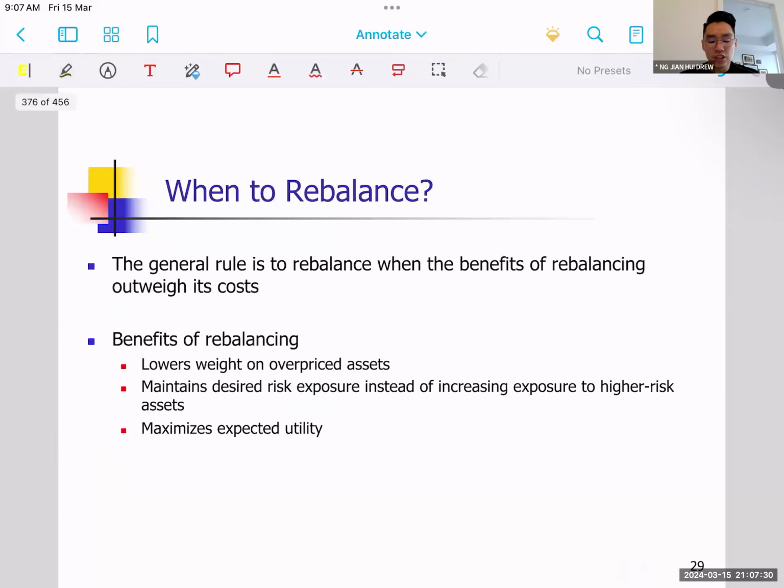Okay. So the general rule of rebalancing, I guess, is whenever the strategic asset allocation based on your IPS is not met, where there is some overweighting of certain sectors, then rebalancing must happen. This is to maintain a desired risk exposure based on your IPS, so you're not taking on an excessive amount of risk.